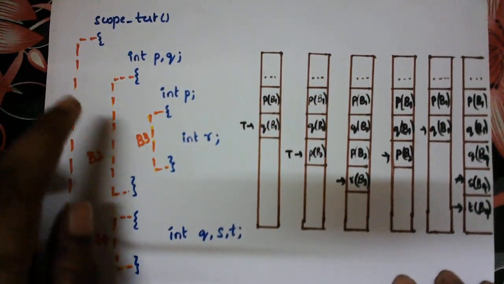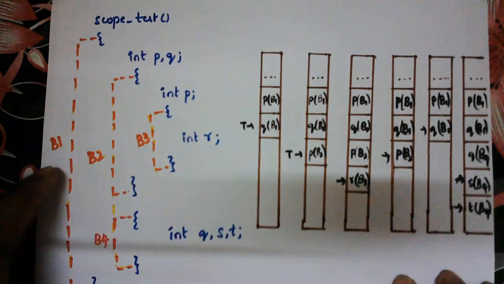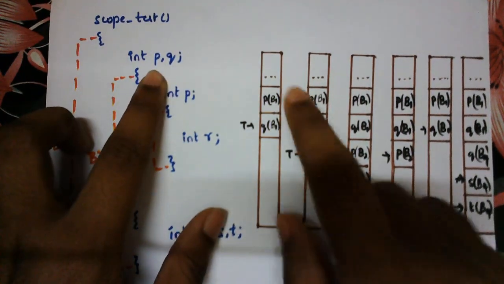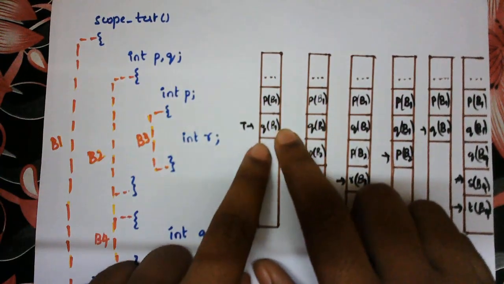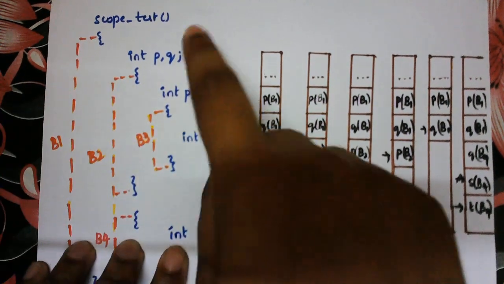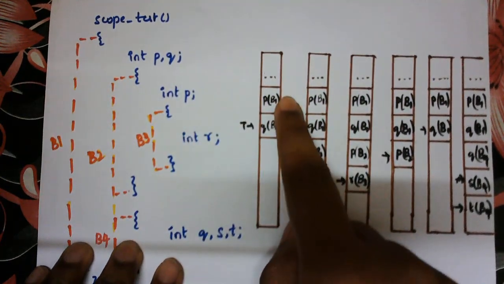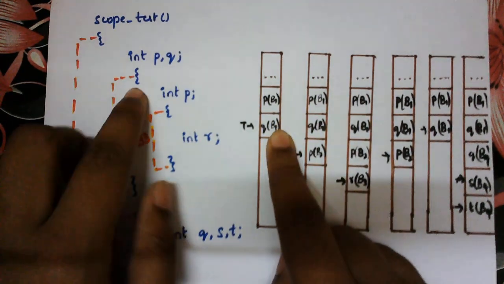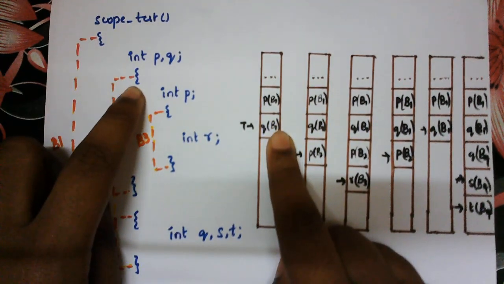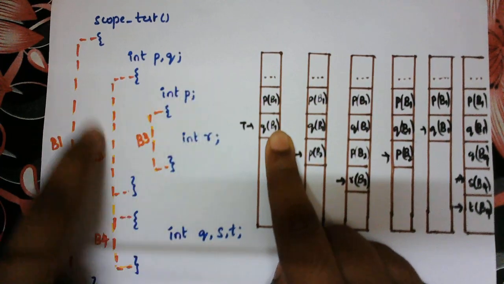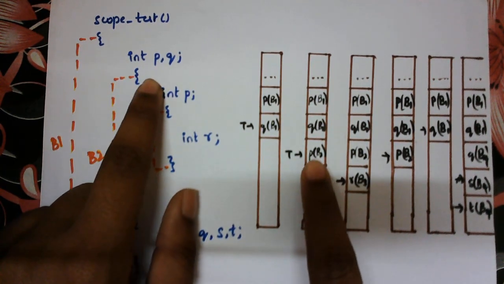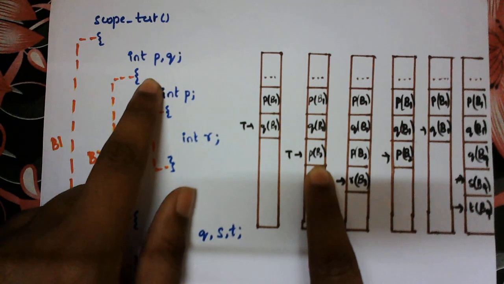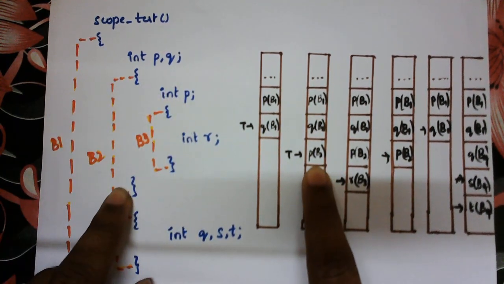Let us see how the memory is allocated in the stack now. First things first, we are declaring P and Q in block 1. So P of B1 will be pushed into the stack and then Q of B1 will be pushed into the stack. So Q of B1 is the top now. When we are here we can access Q and P which are in block 1. And when we open the next brace and declare P, we are declaring it in block 2. So we are pushing P of B2 onto the stack. Now it will become the top of the stack. So while we are here, we can only access P of B2.